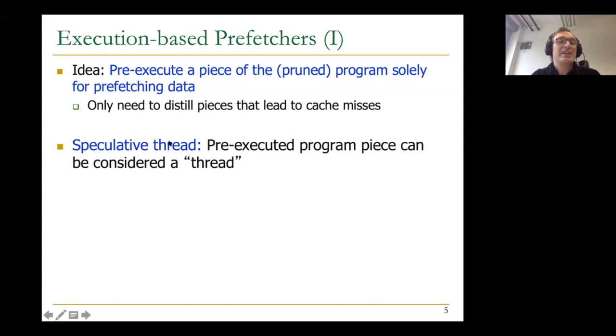This thread is called a speculative thread. This is the pre-executed program piece. It can be considered a thread. It can be an explicit thread. It can be an implicit thread, as we will see in some of these cases.